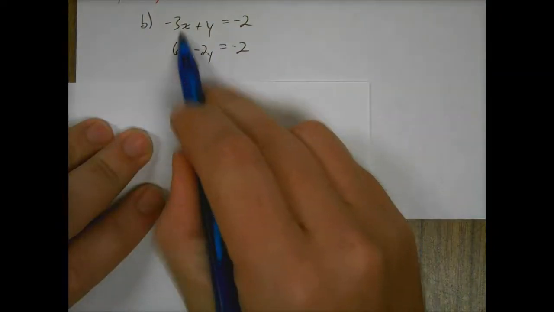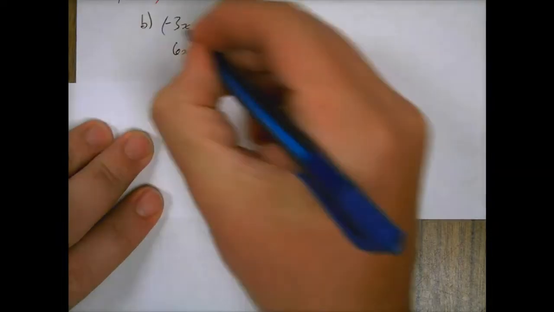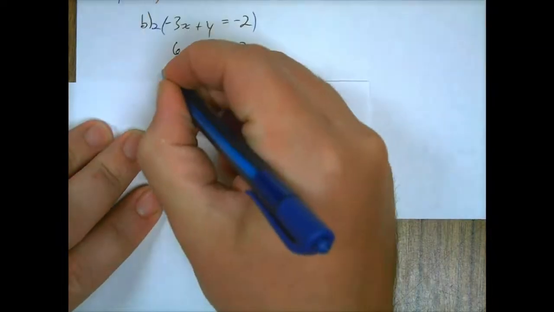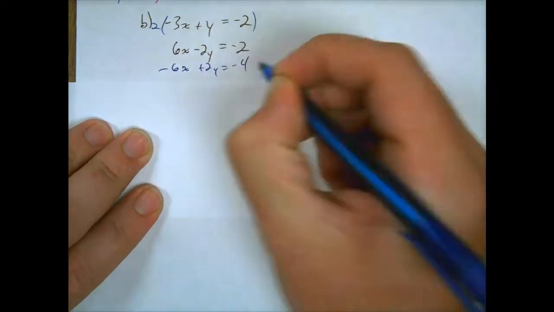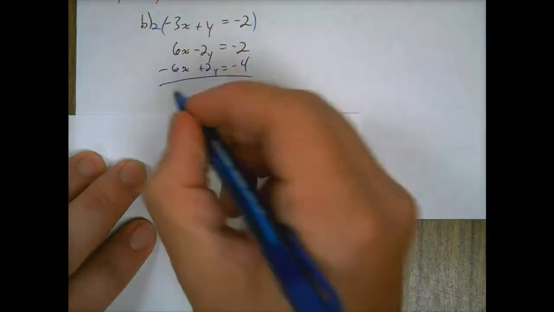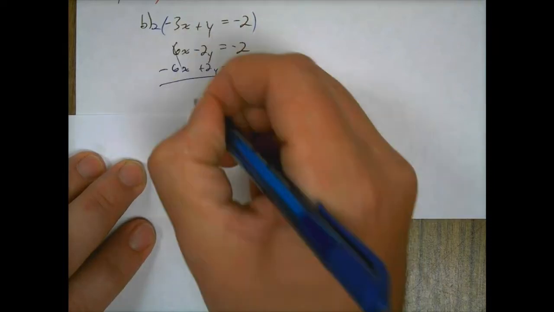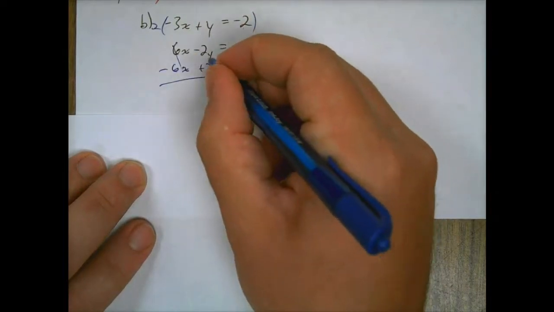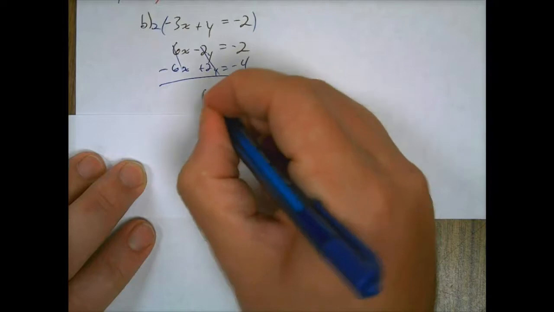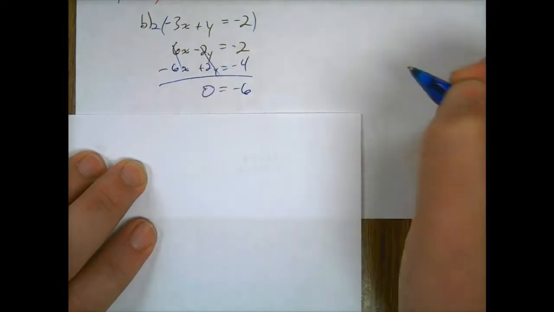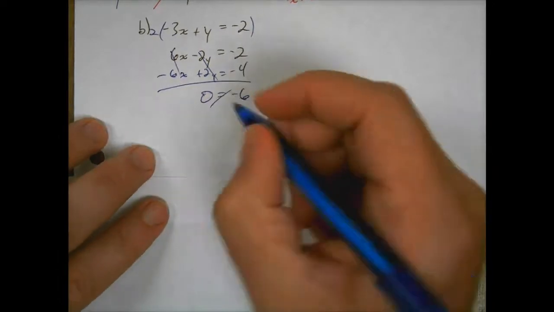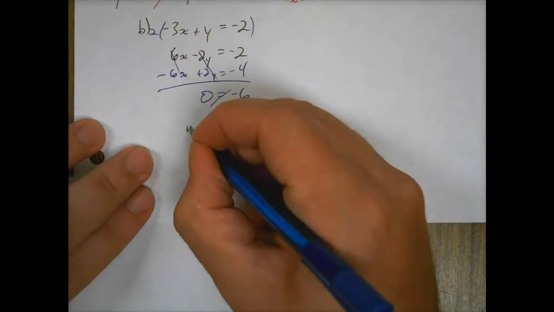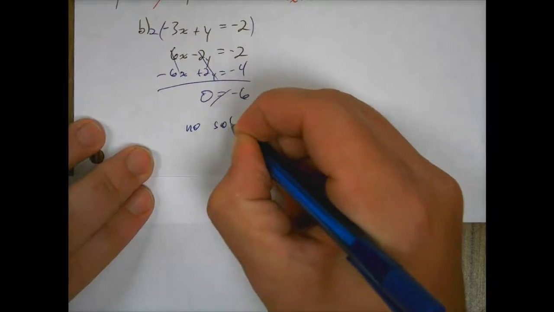So you can eliminate the x's or you can eliminate the y's. If I multiply by 2, that gives us the equation negative 6x plus 2y equals negative 4. If I look at these two equations, that would give me 0 x's, so I'd eliminate that. Negative 2y plus 2y is 0y. So I have 0 on that side equals negative 6. Well, since 0 doesn't equal negative 6, that is not true. What this means is there's actually no solution to this equation.